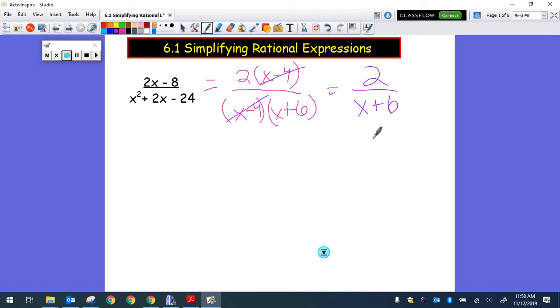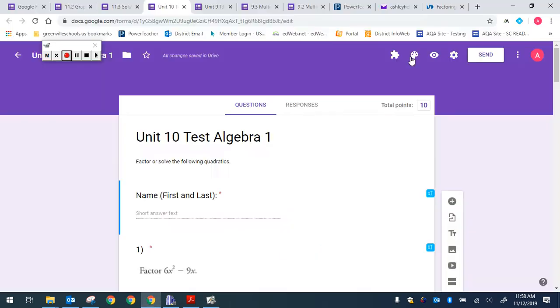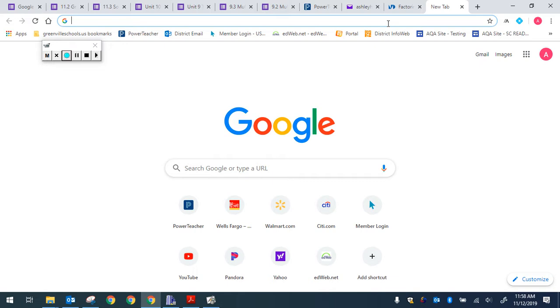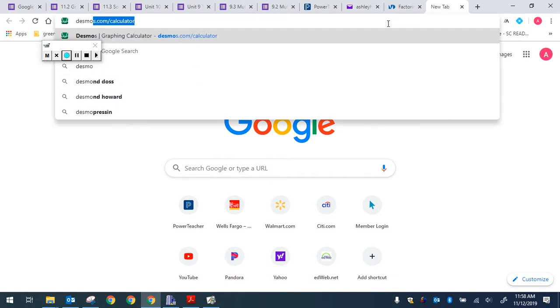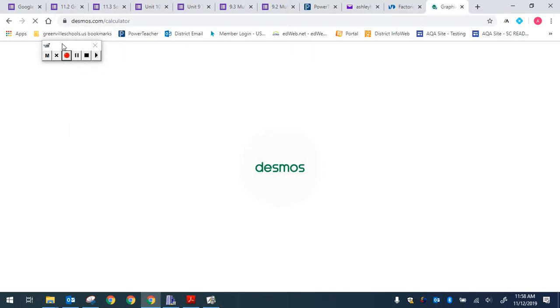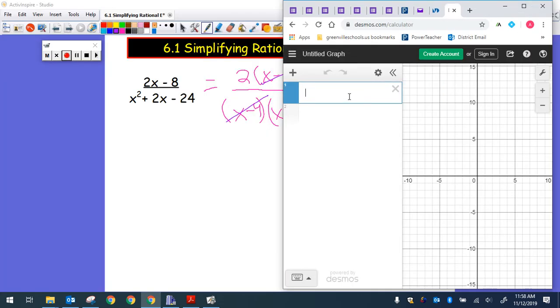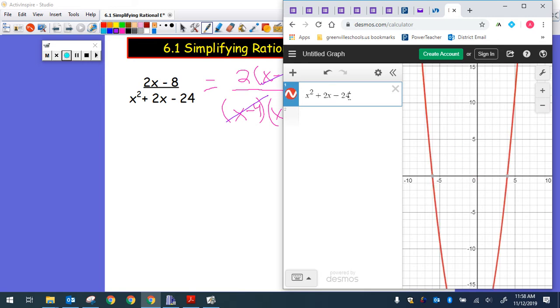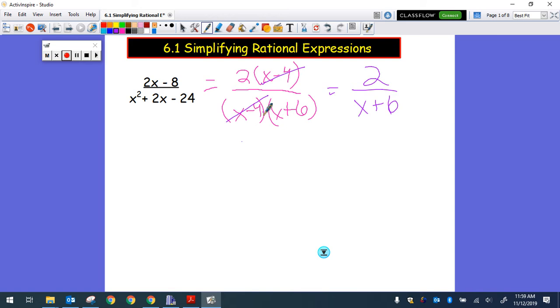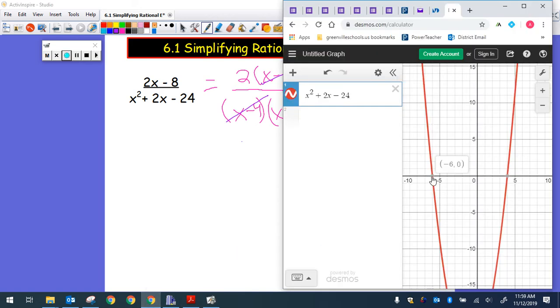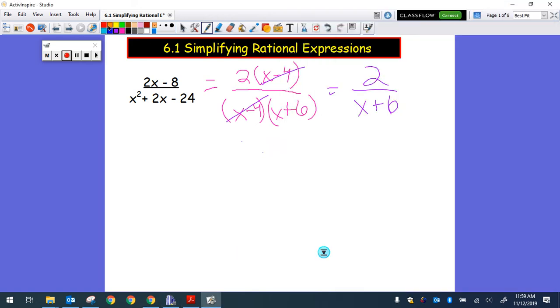Now, if you're not good at factoring, remember we did a lesson where we can go to Desmos. X squared plus 2x minus 24. Now it'll tell you what your factors are, a negative 6 and a positive 4. And all you really have to remember is when you put them in the parentheses, you put them in as opposites. So instead of a positive 4, I made my parentheses an x minus 4. And instead of a negative 6, I made it an x plus 6.